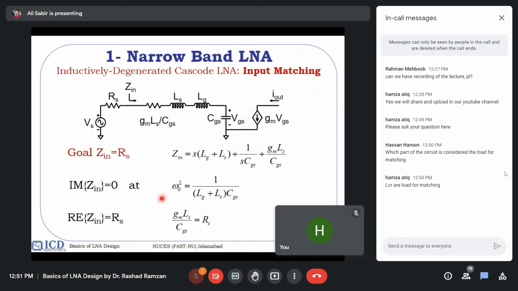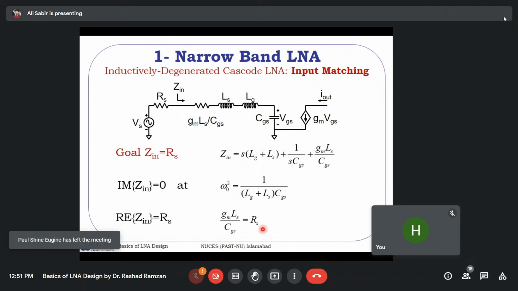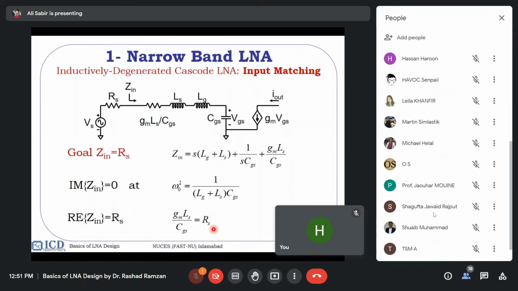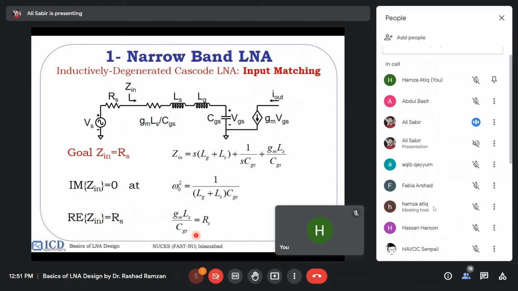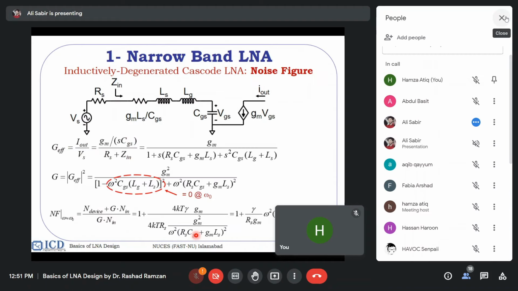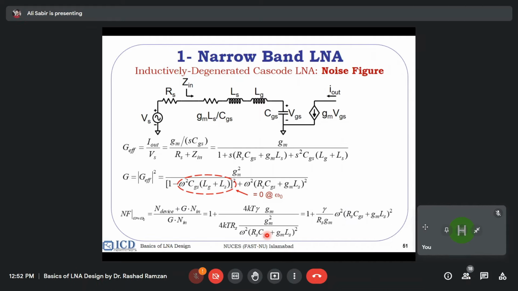So what we have left here is now at the resonance, when both this L and S become equal to the CGS, we are left with the real part of input resistance, which is gmLS over CGS. So here we have done the matching, and this factor gives us a 50 ohm match at the input. Similarly, from this design, we can calculate the gain and we can calculate the noise figure. I will not go into detail of this expression derivation. You can find it in the reference paper.